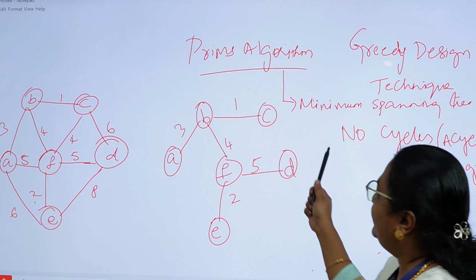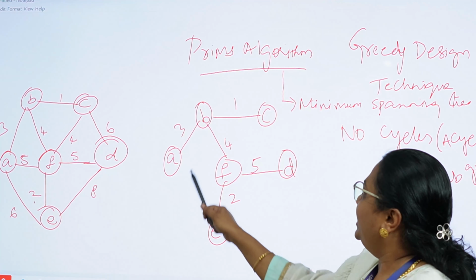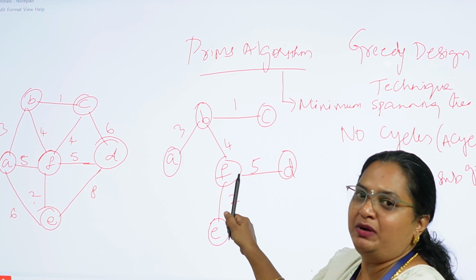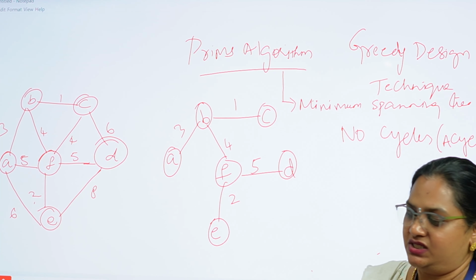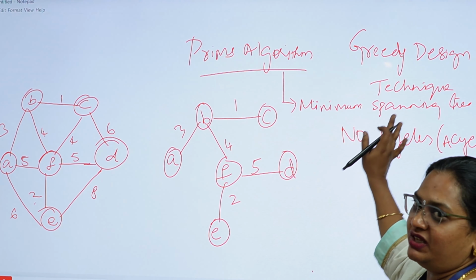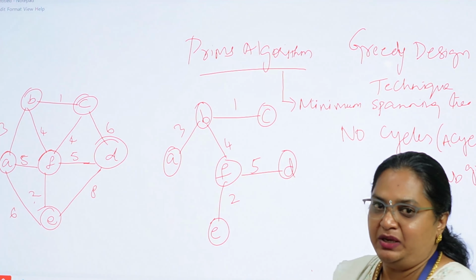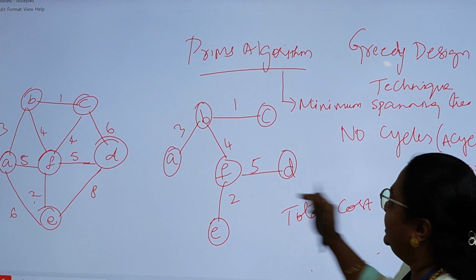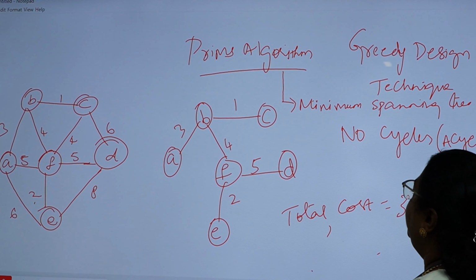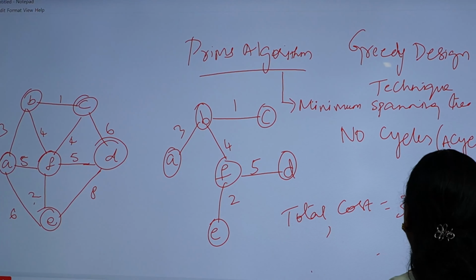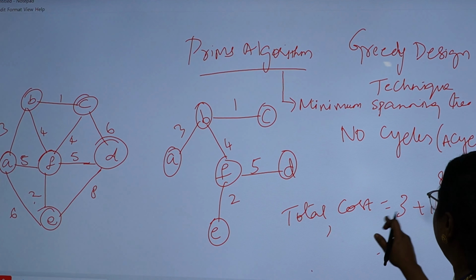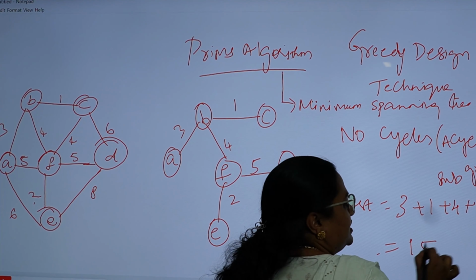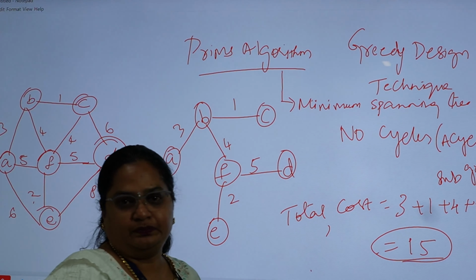Now you can see that we have obtained a subtree with all the vertices available in the main graph. So we have obtained a subgraph with the minimum distance that will be traveled to all the other vertices. When we say minimum spanning tree, we also need to find the total cost of this minimum spanning tree. The total cost would be the distance traveled. So it will be 3 plus 1 plus 4 plus 5 plus 2. What is the total now? 3 plus 1 is 4, 4 plus 4 is 8, 8 plus 5 is 13, 13 plus 2 is 15. So this is our minimum cost spanning tree.